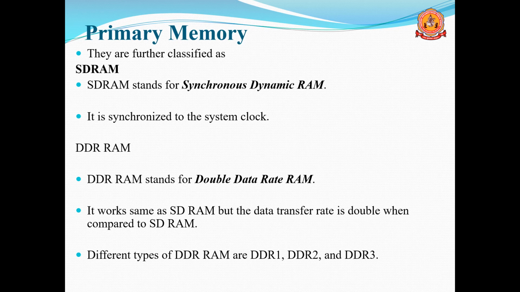The working of DDR RAM is the same as SDRAM, but the data transfer is double that of SDRAM. Next, if you take the DDR RAM, there are different types: DDR1, DDR2 and DDR3. Nowadays DDR4 is also available. So there are different types of DDR RAMs available.